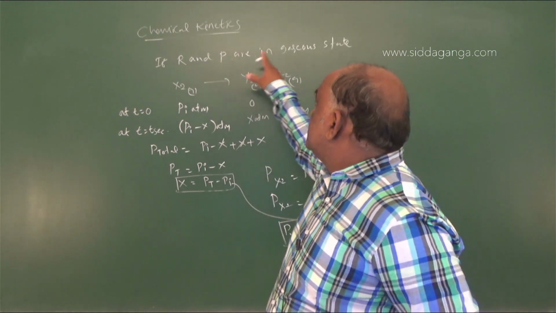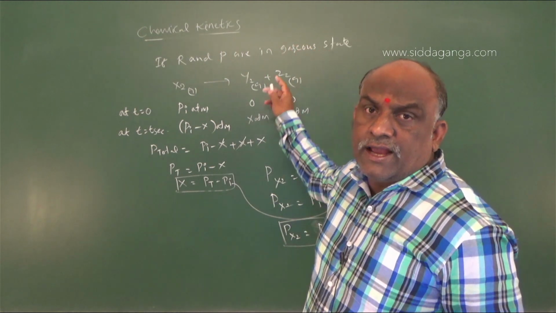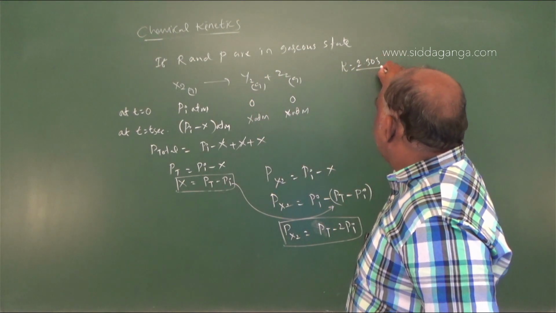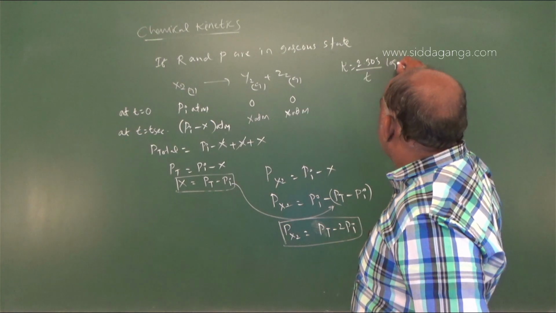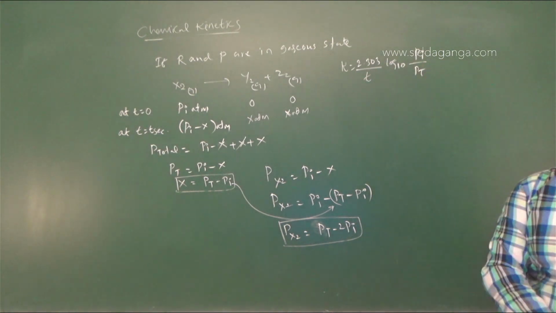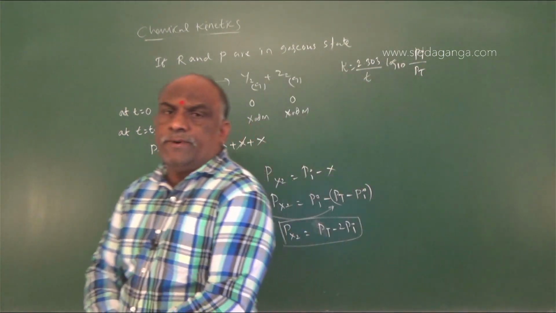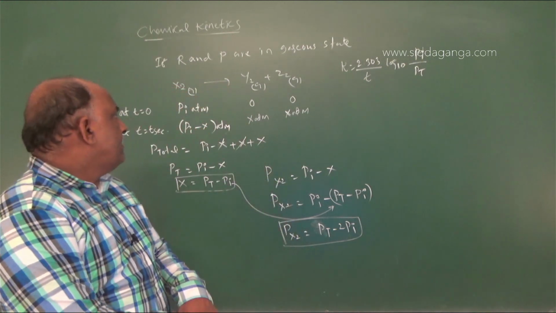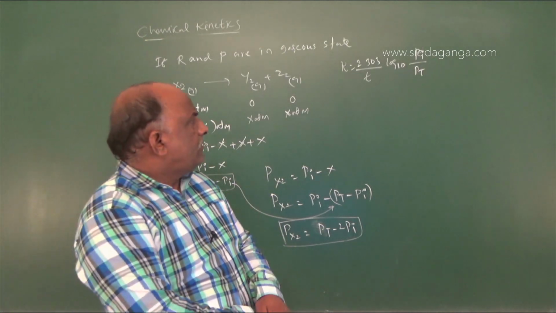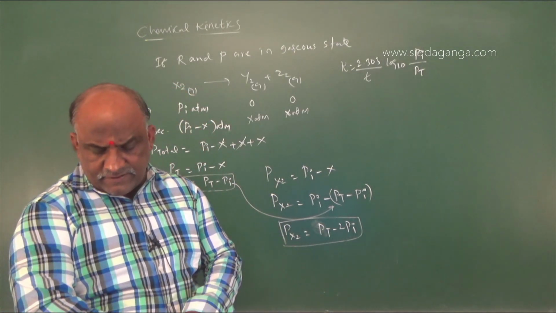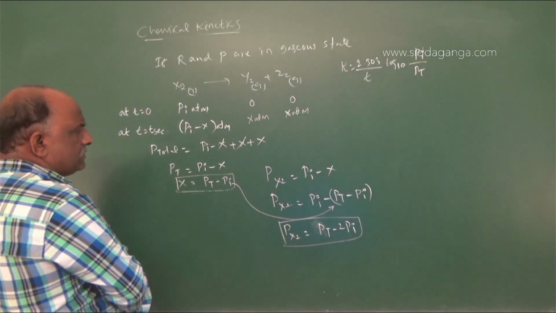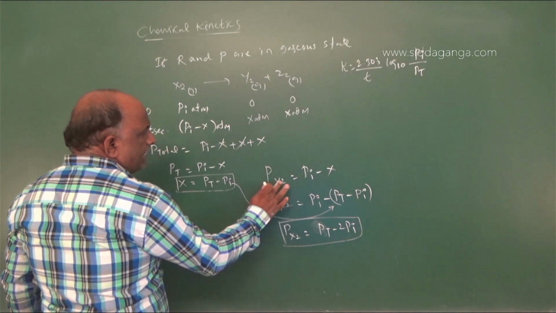If reactants and products both are in gas state, how do we calculate the rate constant? K is equal to 2.303 by t log base 10 Pi by P total. This is a formula, my dear students. Make a note. Pi means initial pressure, and P total is nothing but PA, or PX2. We should go with PA.